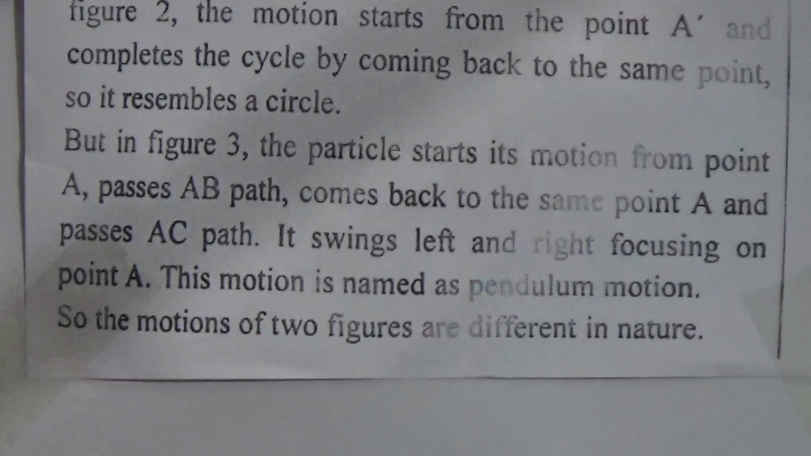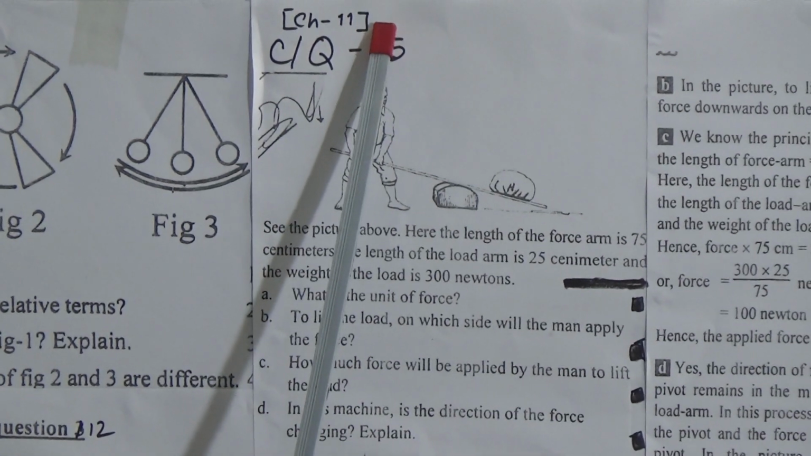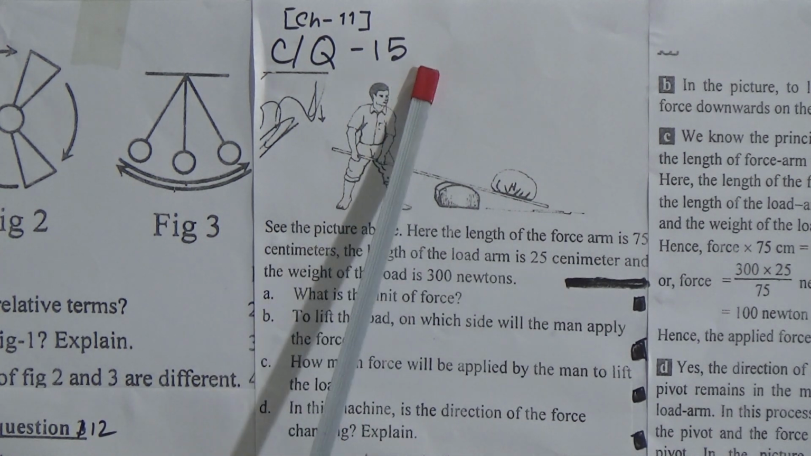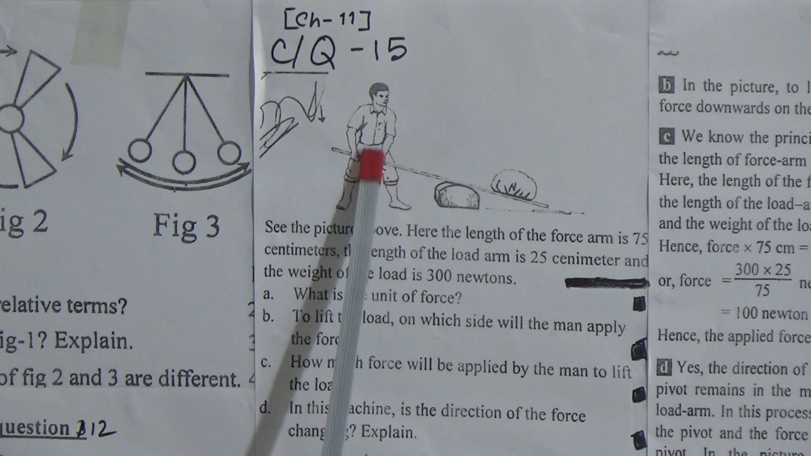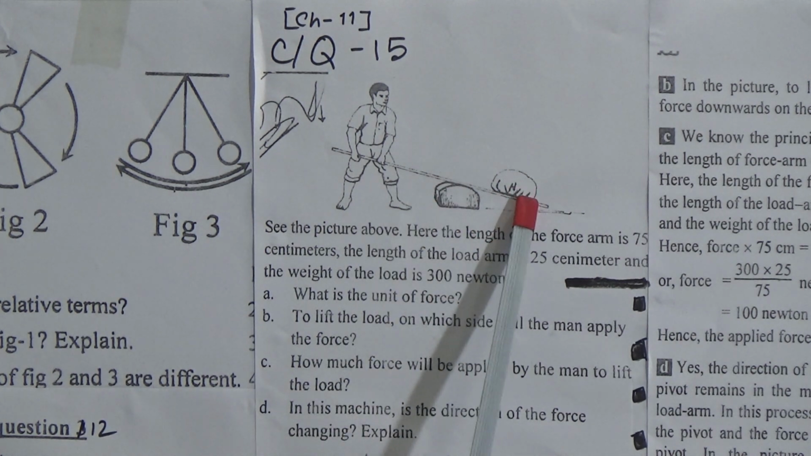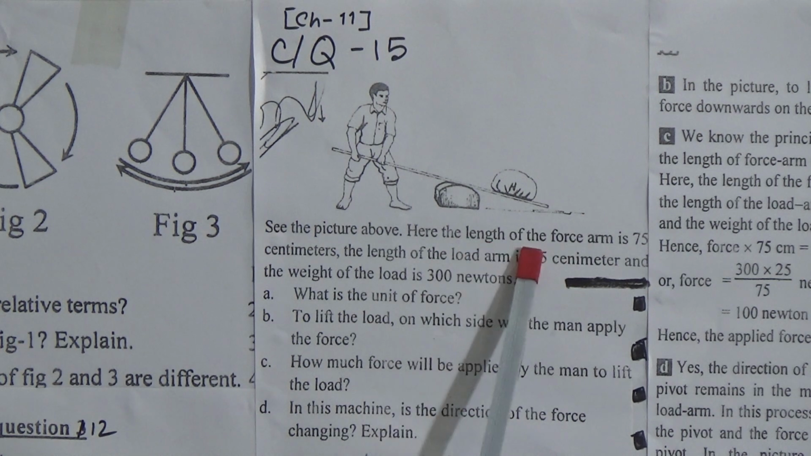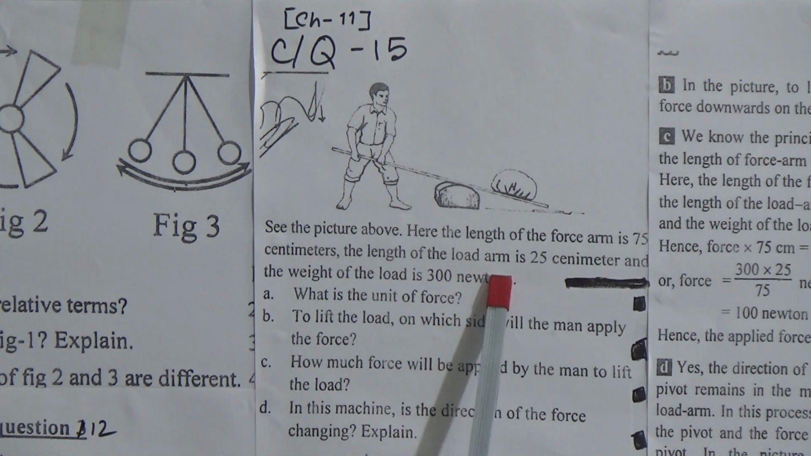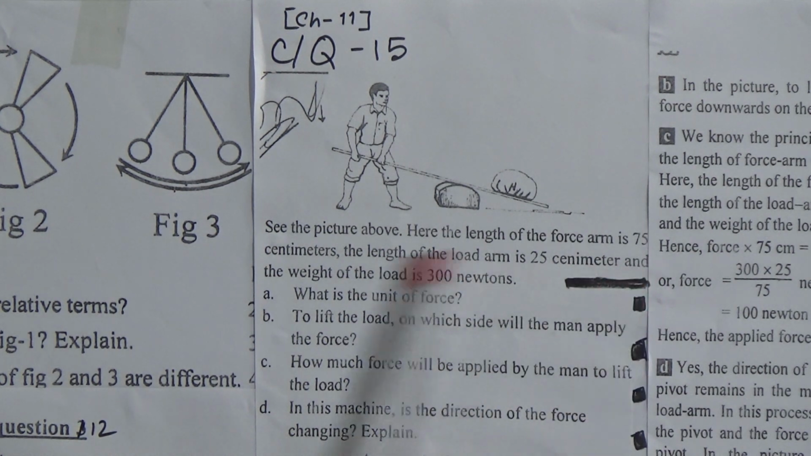Students, now we will go to our next question. This question is from chapter 11, and the question number in your suggestion is creative question number 15. This is the stem. Some person is using a lever to lift a heavy weight. See the picture above. Here the length of the force arm is 75 centimeters, the length of the load arm is 25 centimeters, and the weight of the load is 300 newtons.